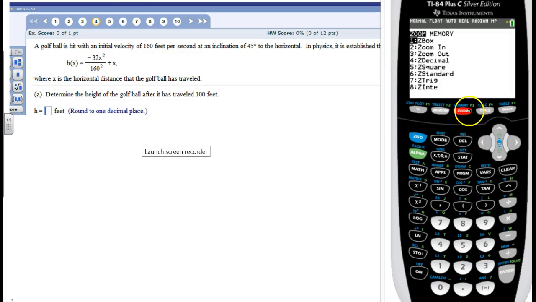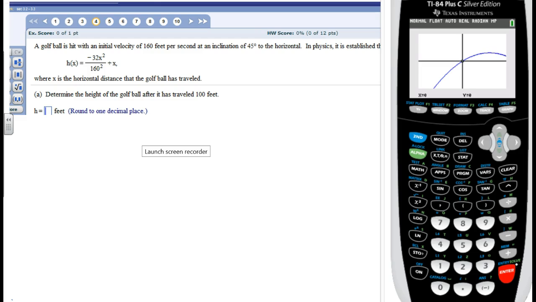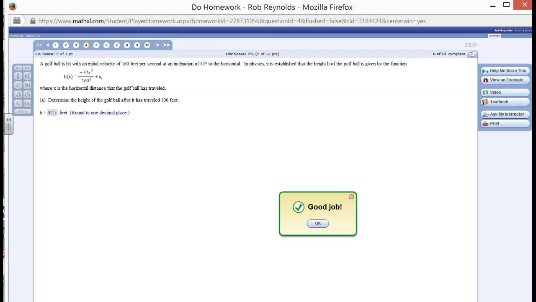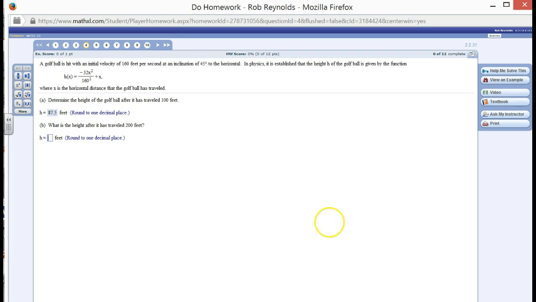I see a little bit of an arc, but still can't really see the function real well. So again, I'm going to hit zoom 3 enter, and I'll continue zooming out until I can see the arc or a downward facing parabola. Then to find the ball's height after 100 feet, I'll type in trace 100 enter, and it looks like 87.5, so I'll check that. My math lab says this looks pretty good, and I'll proceed on.